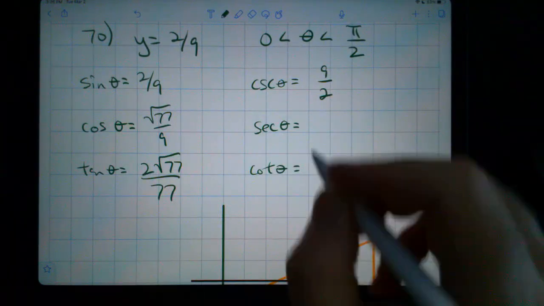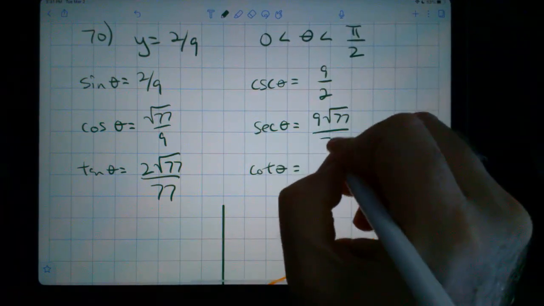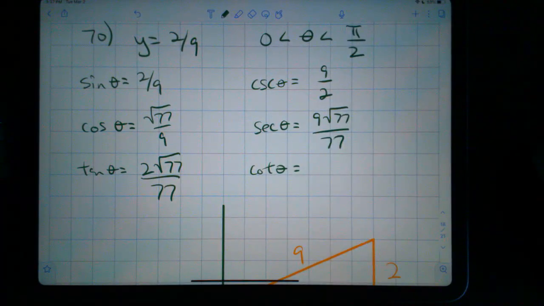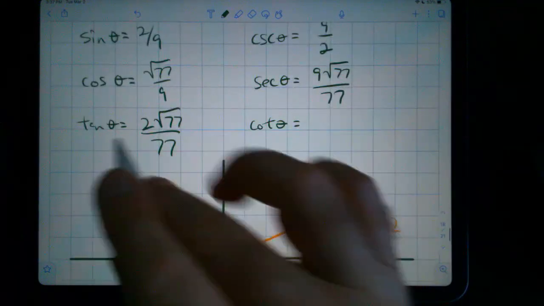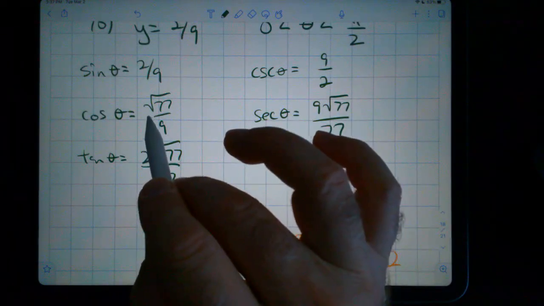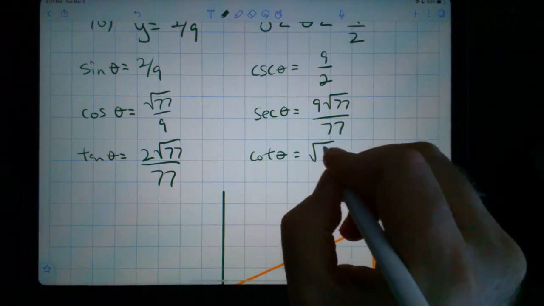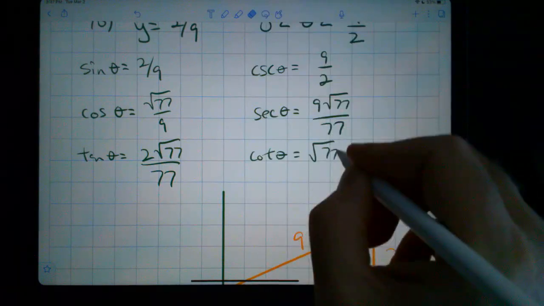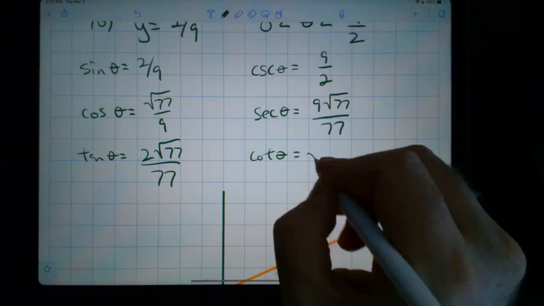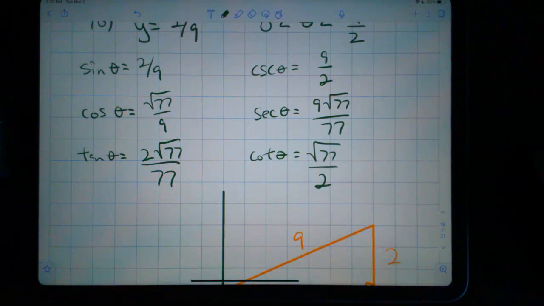Secant is the inverse of cosine. And then when you rationalize the denominator, that's what you will get. And cotangent is the inverse of tangent. Cotangent is cosine over sine. Okay.